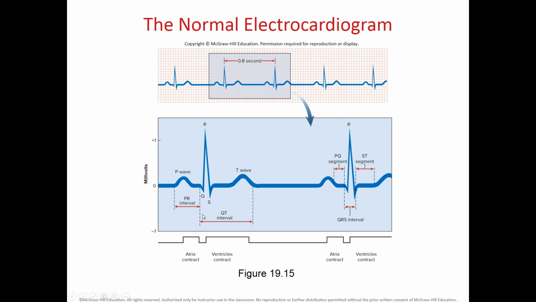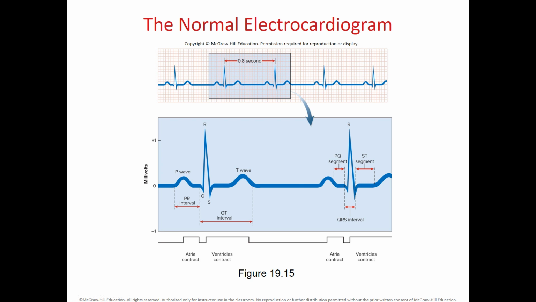Now, the QT interval is the time that passes when the ventricles contract. And the PQ segment is when the atria contract, and then you have the ST segment that is part of when the ventricles contract. Now within the QRS, you have this separation between the two R waves that helps you to count the number of beats per minute.